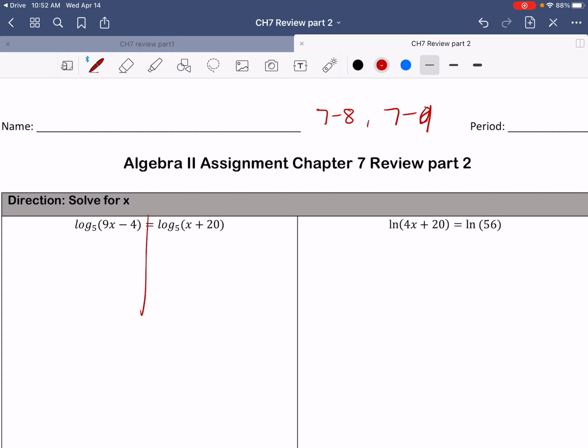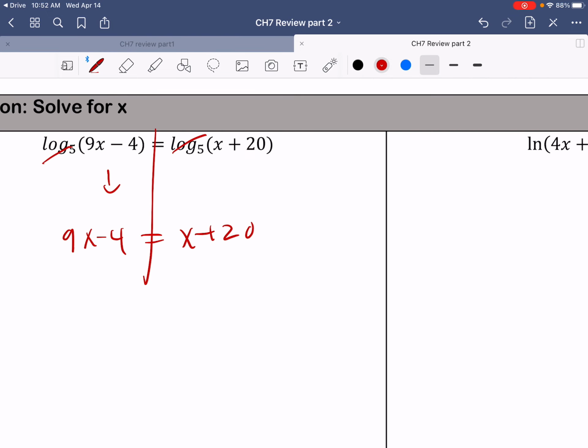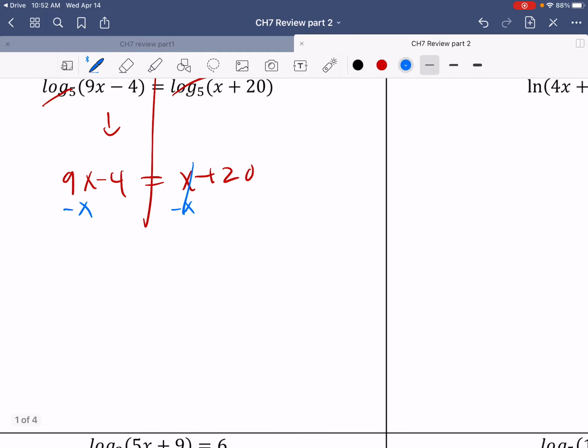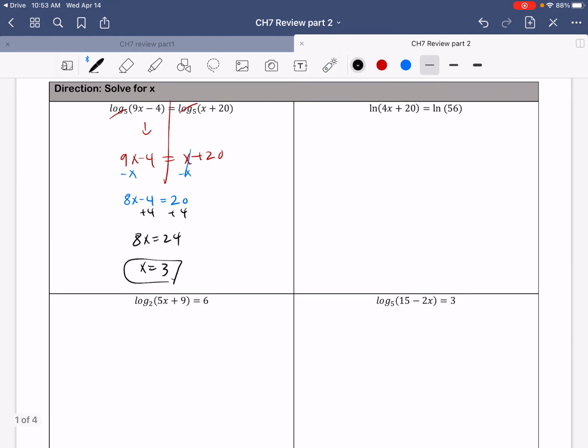So let's do this. Now, they both have logarithms here. So what we can do is we can just drop them out and just put 9x minus 4 equals x plus 20, okay? Since they have the same base and there's nothing else, we can just drop them like that. And we can just solve for x, like minus x both sides. Remember, always get rid of x first. Otherwise, you can get confused. So you have 8x equals 24, x equals 3. Okay? So try the question on the right by yourself.